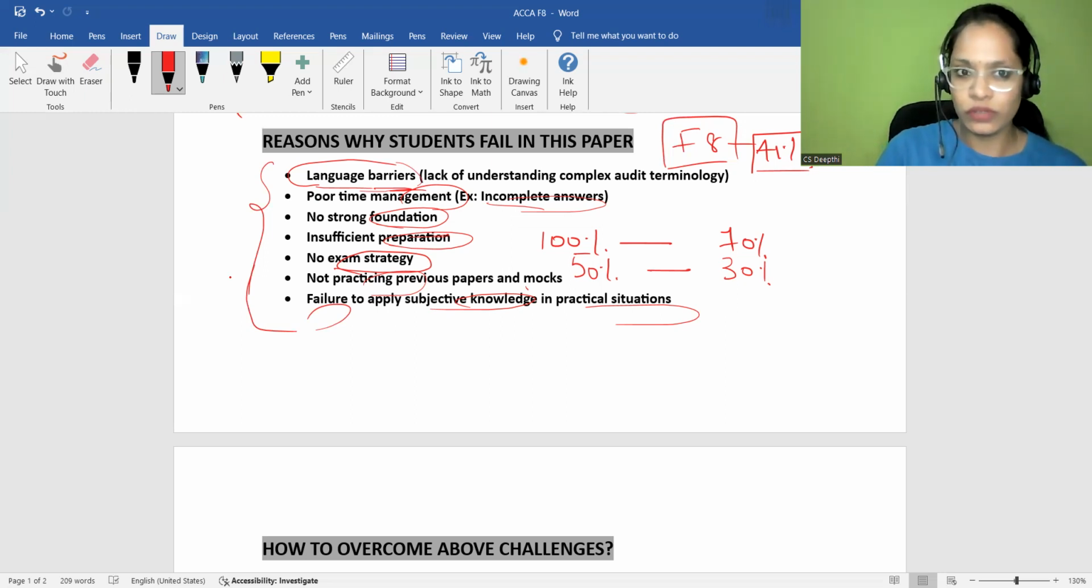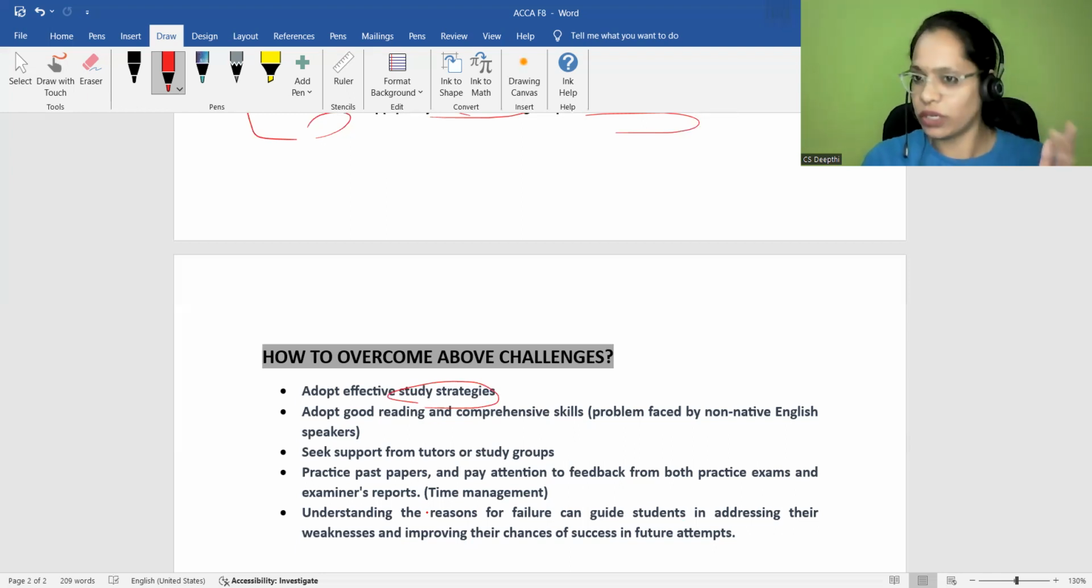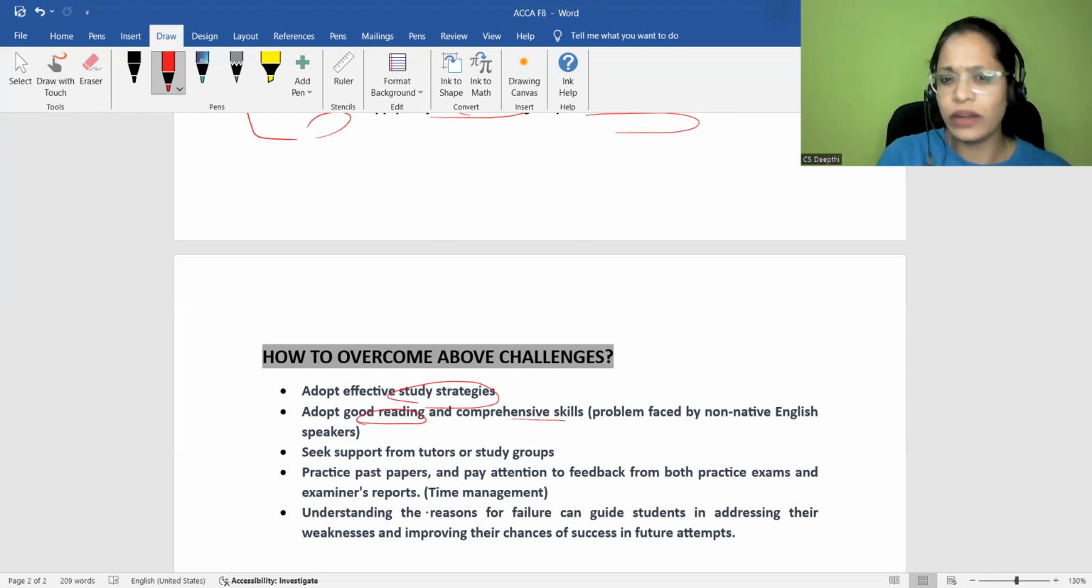Okay, so of course, there are certain things which you can do to overcome all these reasons. So, how to overcome? First of all, frame strong strategies. Exam strategy, whatever paper you take, F8, F5, F7, F9, prepare a strategy based upon the paper pattern. And later, of course, good reading and comprehension skills. Good reading, why? Because case study based questions are asked. While you're reading the question paper, you have to be very cautious. You have to be in a position that you can understand the entire question. So proper reading and proper writing skills should be maintained.